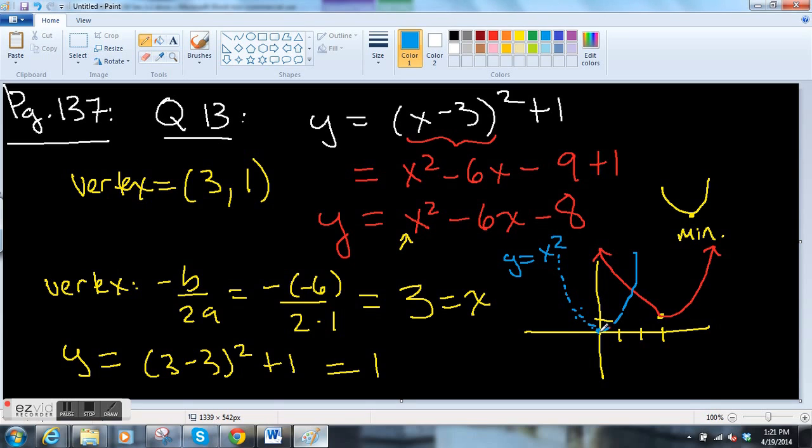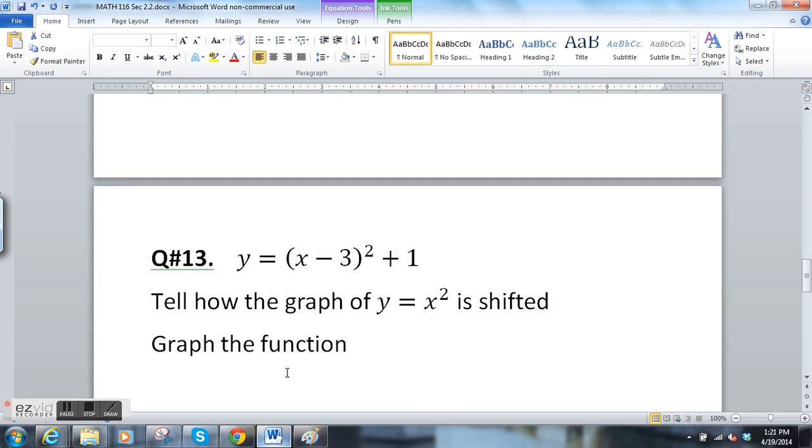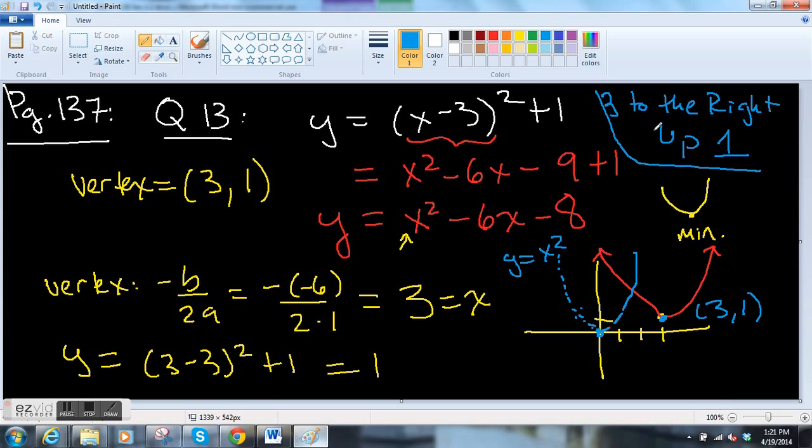So I'm using the shifting of the vertex to tell how the function is shifting. This one is at the point 3, 1. So the answer is it's shifted 3 to the right and up 1. That's the answer. Let me go back to the question to prove to you that I have answered it. Tell how the graph is shifted and graph the function. There it is. It's shifted 3 to the right and up 1.